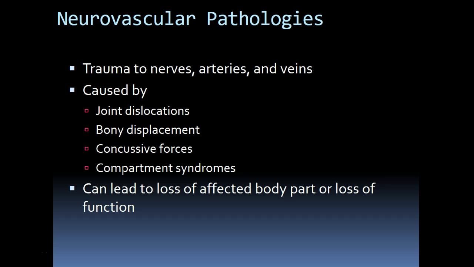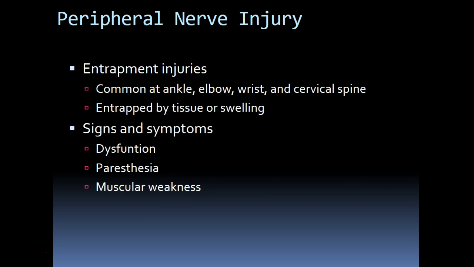When we think about neurovascular and neurological pathologies, trauma to the nerves, arteries, and veins is more often a consequence of a specific pathology, generally joint dislocations, bony dislocations, compressive forces, and compartment syndromes. And so why are we concerned? Because if they are left untreated, what we see most often is that vascular disruption can lead to the loss of an affected body part. So to me, these are the pathologies that are probably most important to assess when we're talking about nomenclatures and injury pathology.